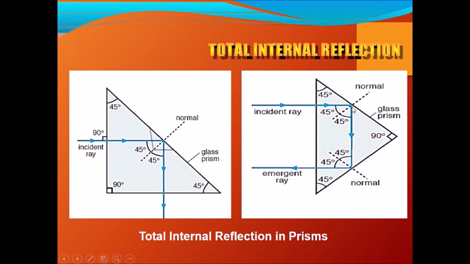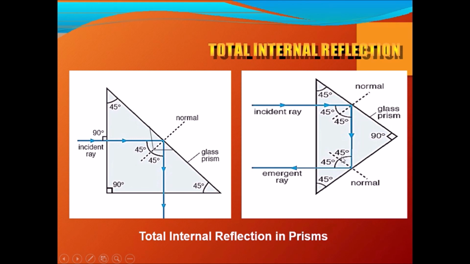And look at this, when it is internally reflected, it falls onto the other surface of the prism, and here is the point of incidence. If I draw a normal at this point, the total angle is 90, so this will be 45, and if this is 45, this will also be 45 here.